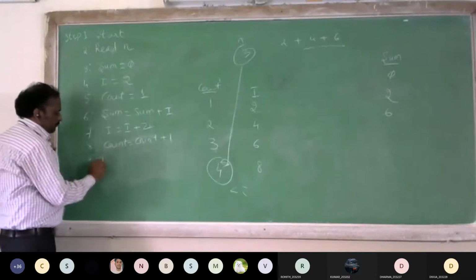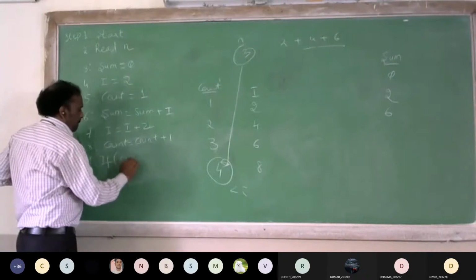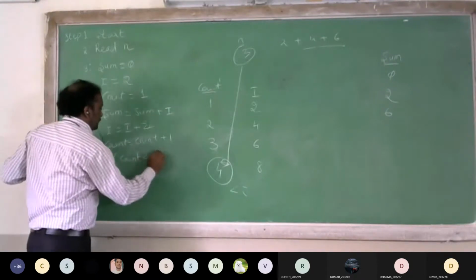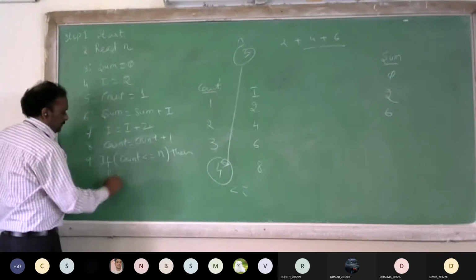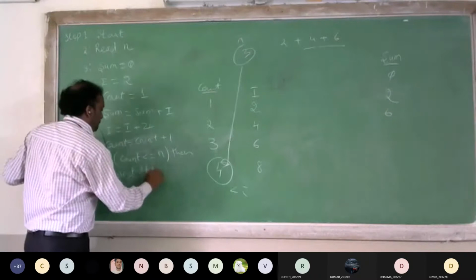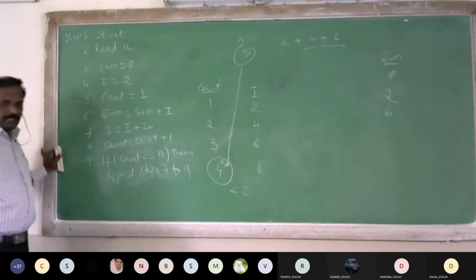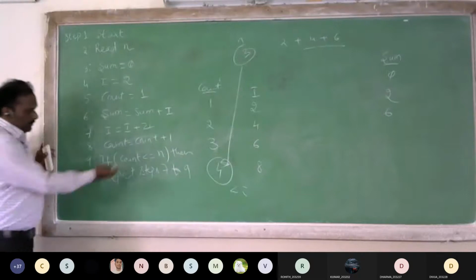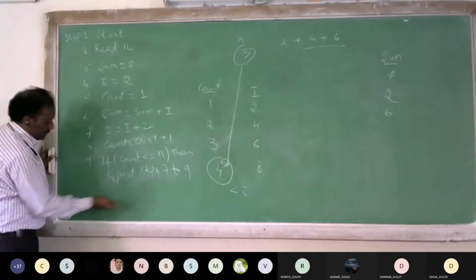Now test the condition. If count is less than or equal to n, then repeat steps 7 to 9. When the count is greater than n, then you are coming outside.